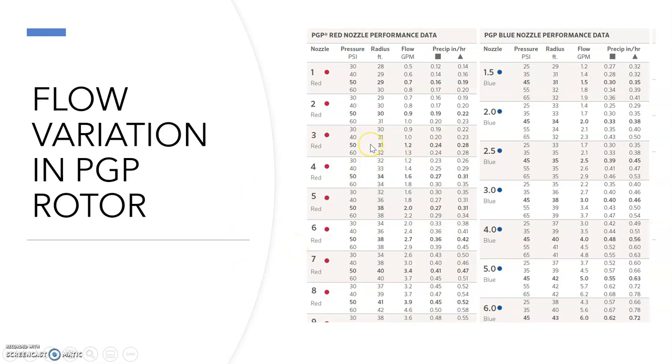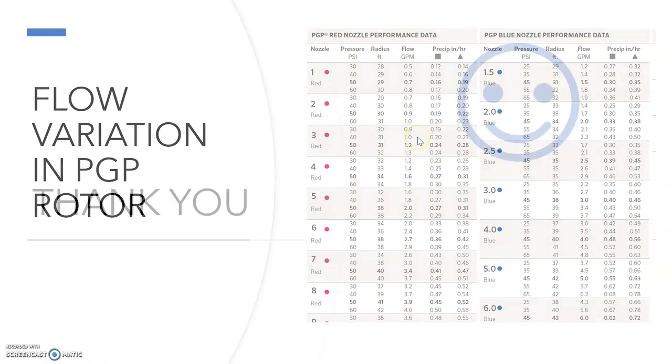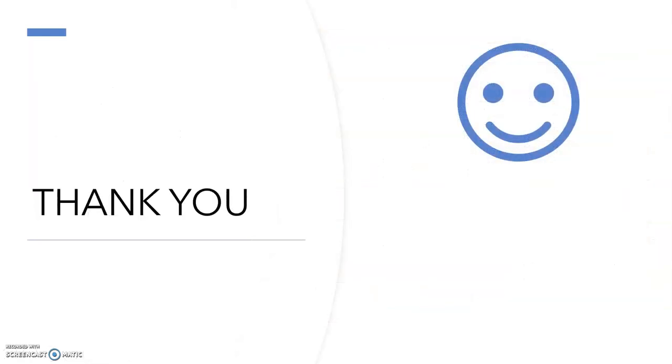This is how the pressure regulator is very important to us. And one more thing: this is the red nozzle, this is the blue nozzle, and the flow mainly varies. I hope you have understood something about this performance data, and that you have learned something about pressure regulation.